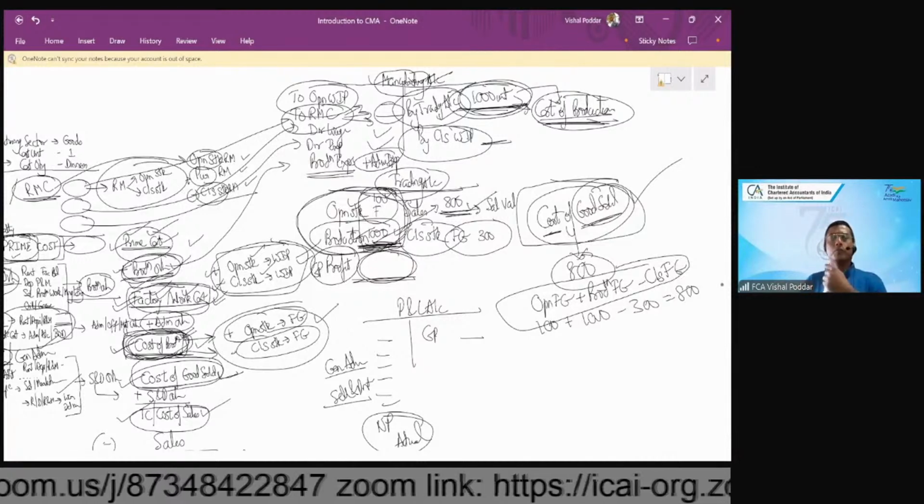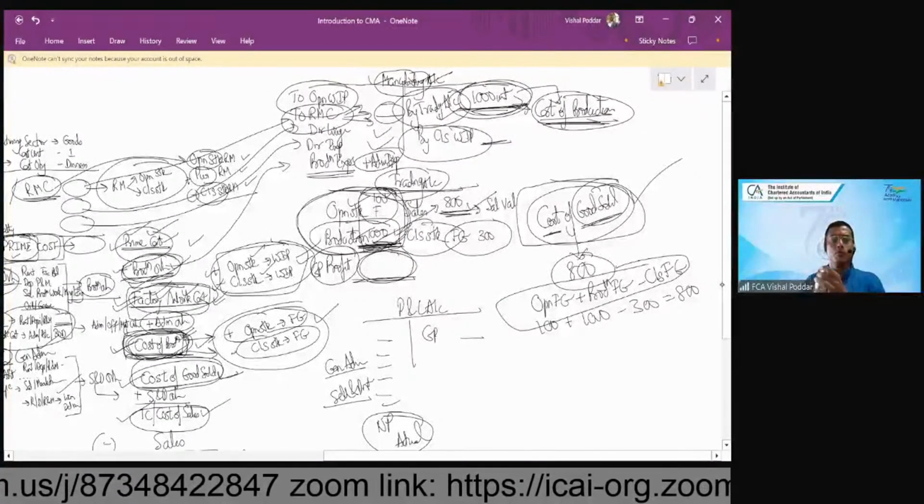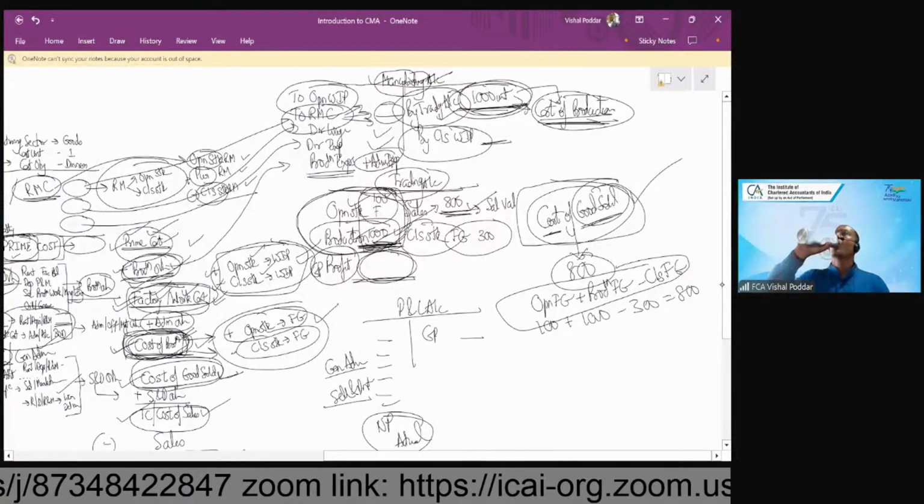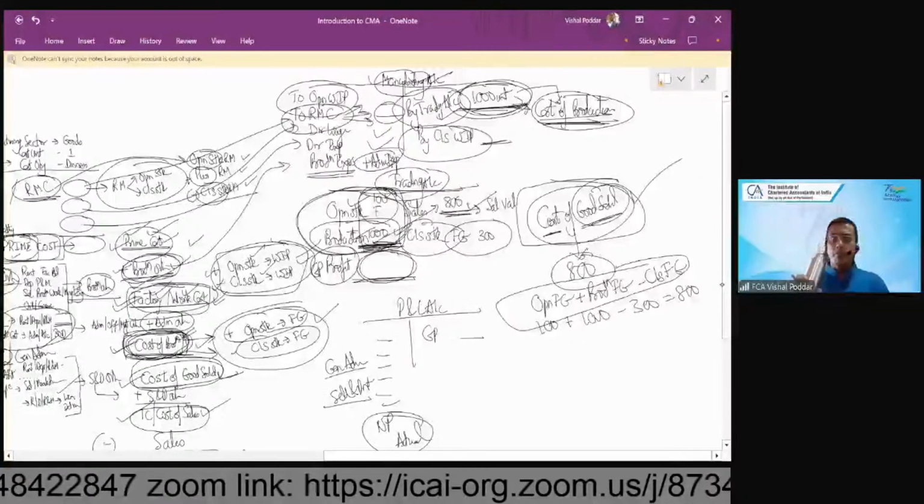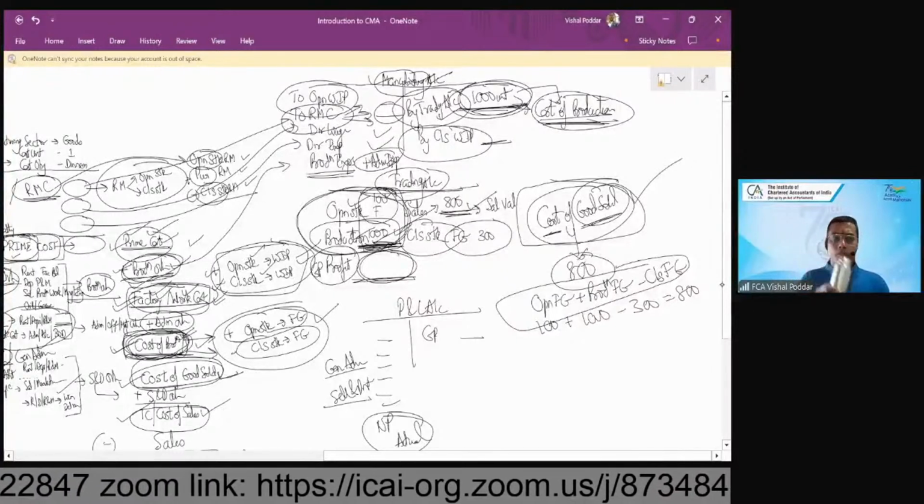Omkar: Sir, will the per unit cost of opening and closing WIP be different? And if yes, on what basis, sir? Good question, beta.